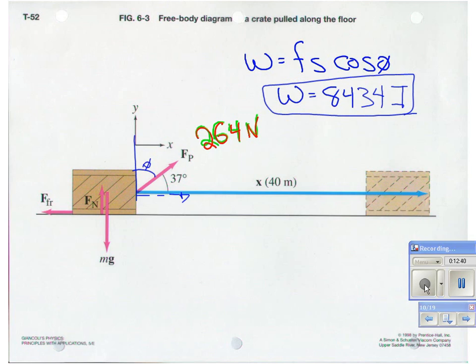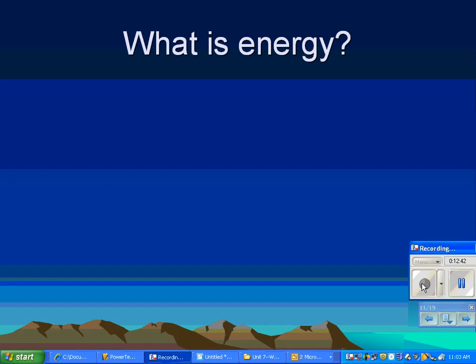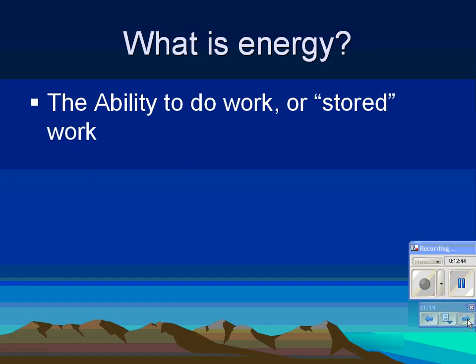Okay? That's our basic definition of energy. It is the ability to do work. You can think of them as being interchangeable quantities. Energy is kind of like stored work. Work is transferring energy. They are interchangeable. If you do work on an object, you give it energy. If an object does work, it loses energy by the same amount.